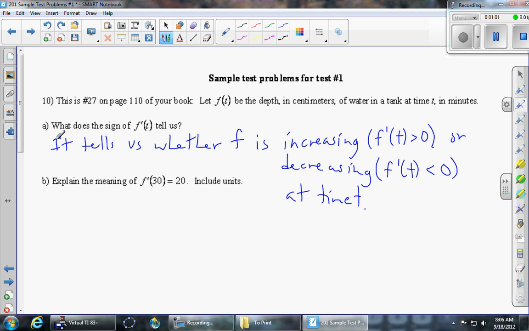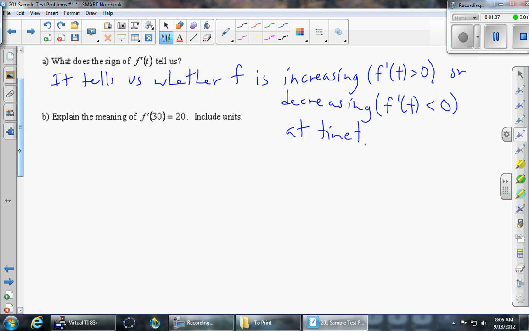Part B, explain the meaning of f prime of 30 equals 20 and include units. So we'll start with the units. I think that will help us explain what that sentence means. So we've seen this before, but the derivative units of f prime are always the units of y over the units of x. That's just something that I think is fundamental. I think you should have that accessible in your mind.